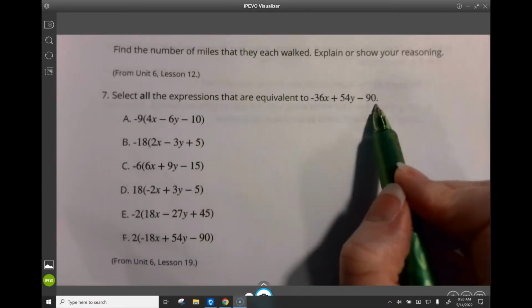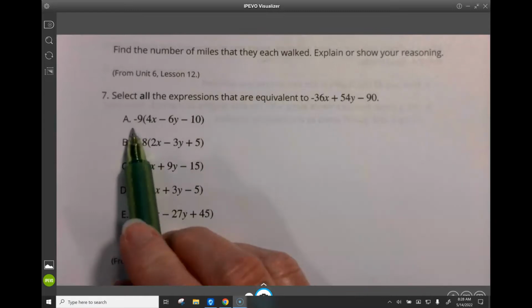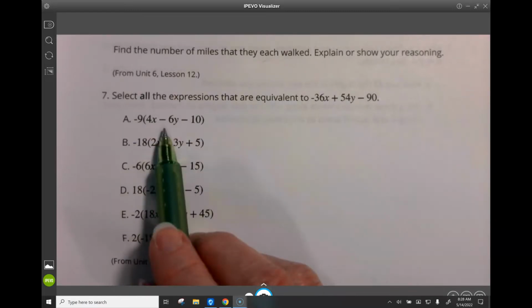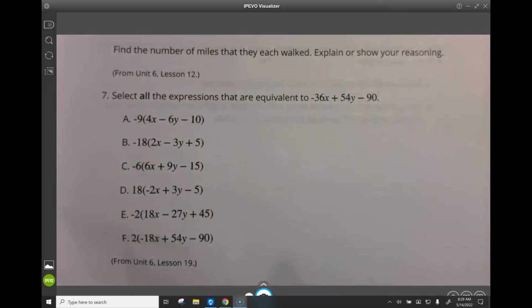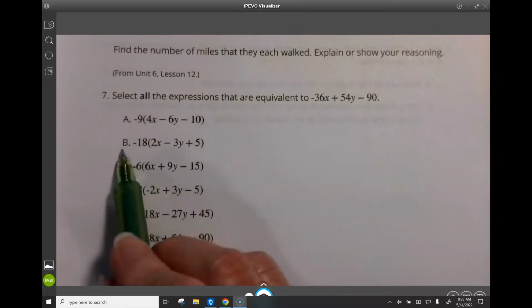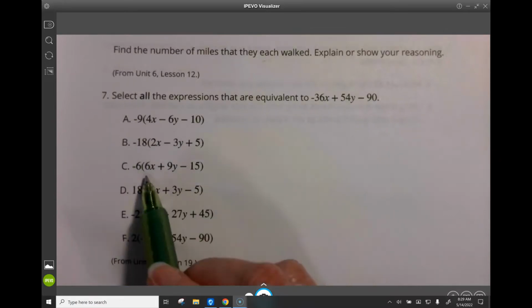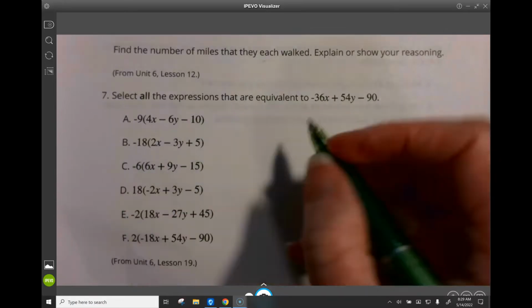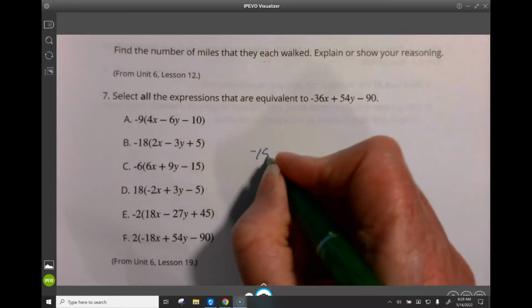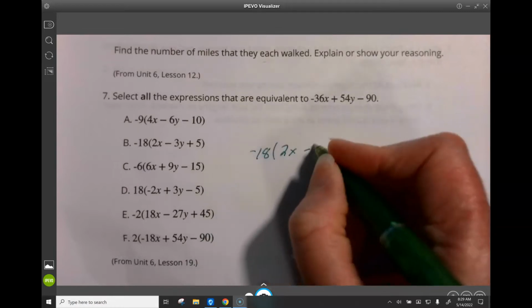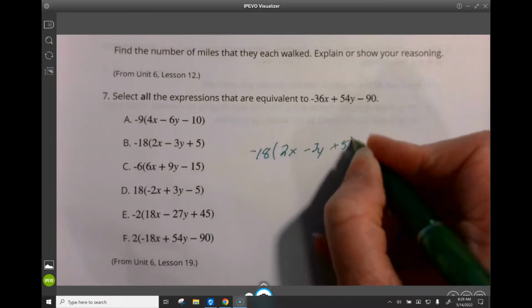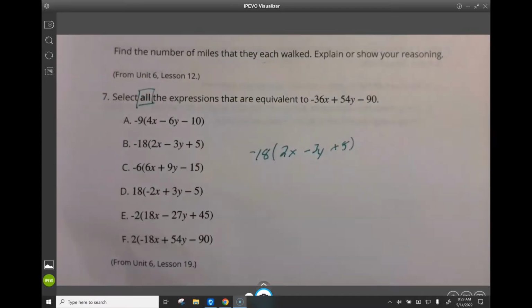Down here, what you're going to do is you're going to distribute. Okay? I'm going to do the second one. You go back and do the first one. So I'm going to take negative 18 times 2x minus 3y plus 5. It wants you to select all of them.